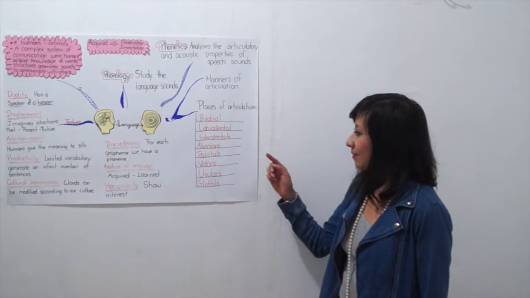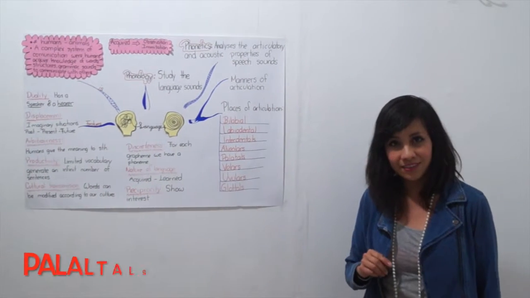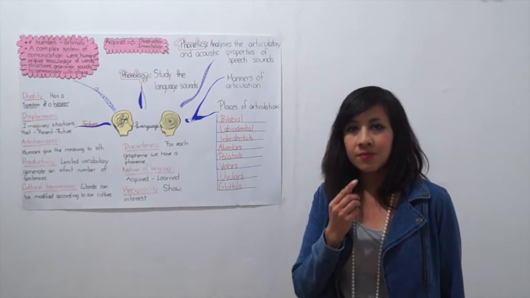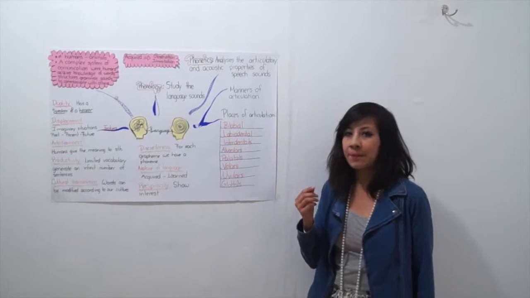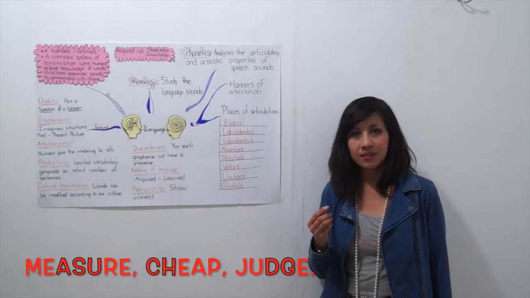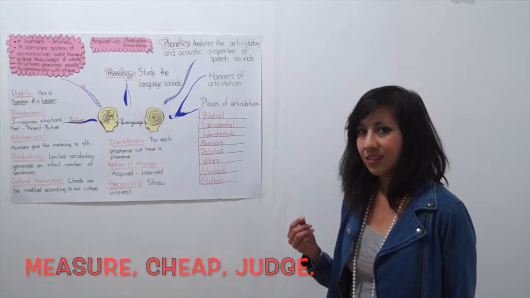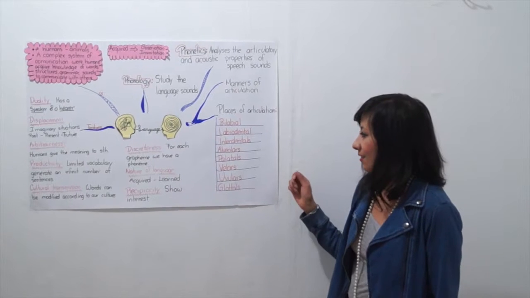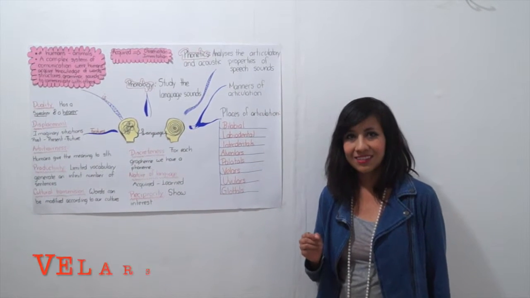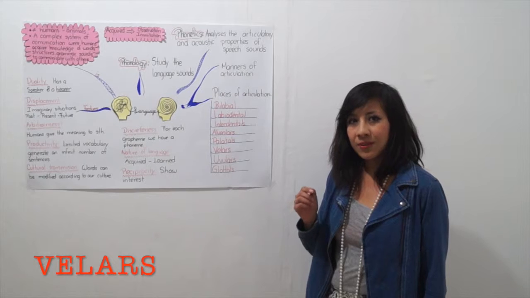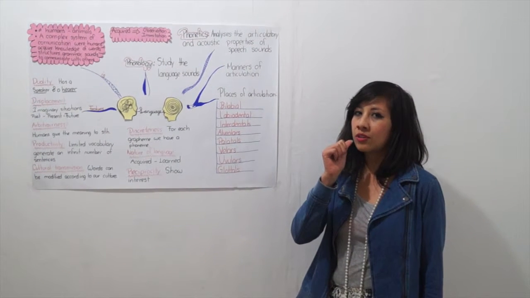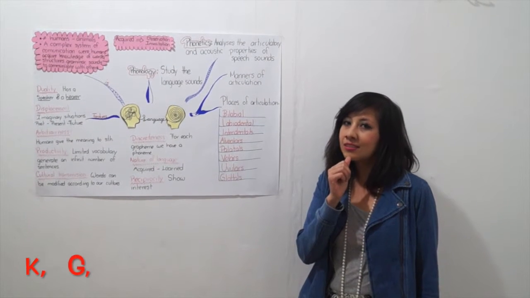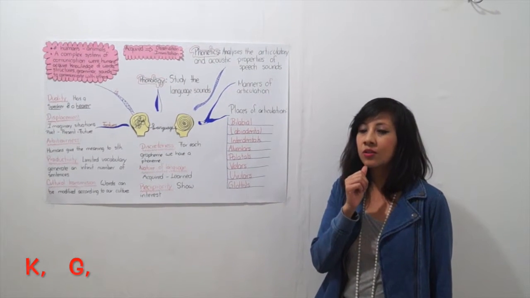The other one is palatals. When we raise the front part of the tongue to the palate. For example, with words like measure, cheap, or judge. You can feel how the tongue touches the palate. The other one is velars. With velars, we raise the back of the tongue to the soft palate or velum. For example, with k, g, or ng.